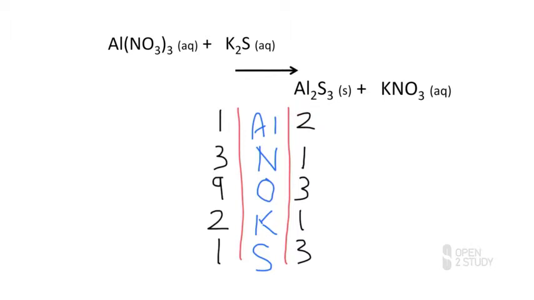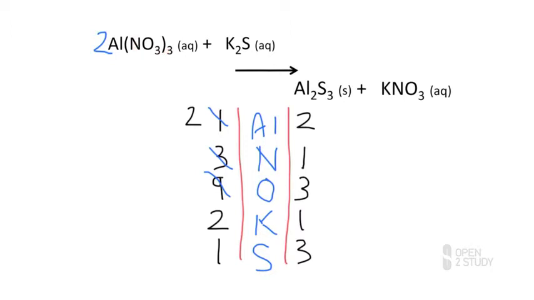So to fix that, I'm going to place a 2 in front of my aluminium nitrate. That gives me 2 of everything that's there. So it's going to fix my aluminium problem. That will now be 2. However, we've also changed the nitrogen and the oxygen because they are both part of this chemical equation too.